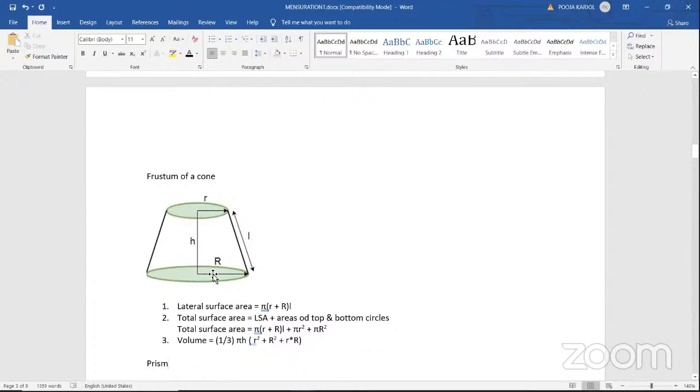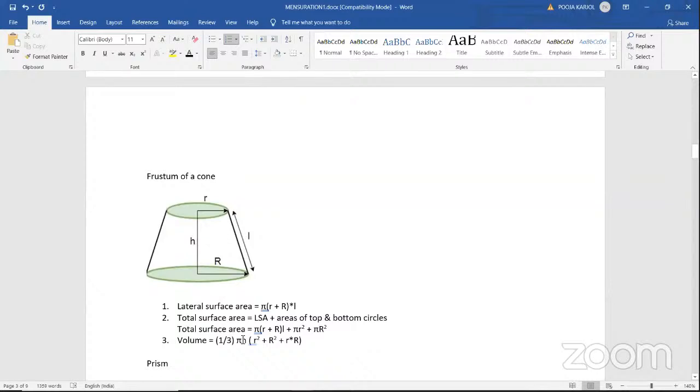Frustum lateral surface area is pi into (r plus R) into L. The top part has a radius which is smaller than the bottom part. The top is denoted by small r, the bottom by big R. So it's pi into small r plus capital R, into L, which is the slant height.